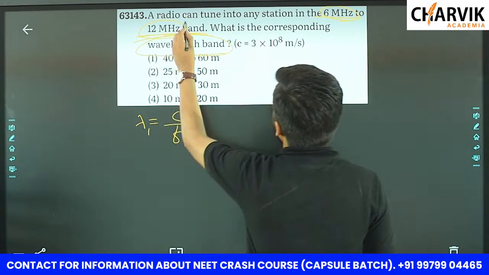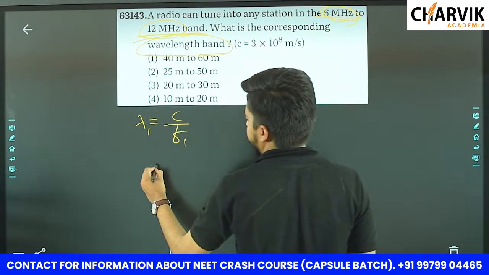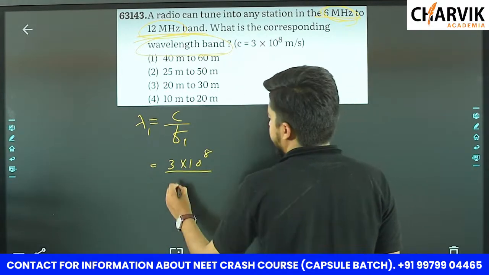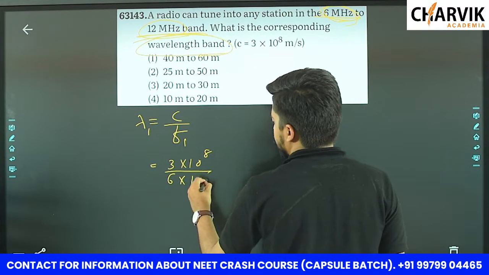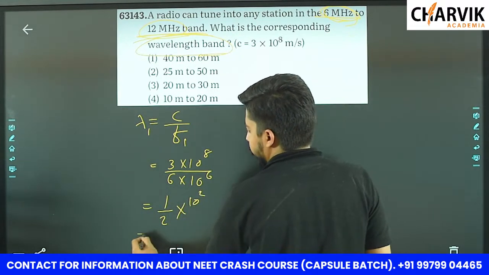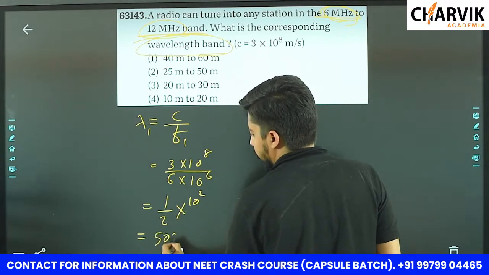Now place the value for the first frequency. So it gives 3 into 10 raised to 8 divided by the frequency, which is 6 into 10 raised to 6. So I think it gives us 1 by 2 into 10 raised to 2, which is equal to 100 by 2. So it becomes 50 meter.